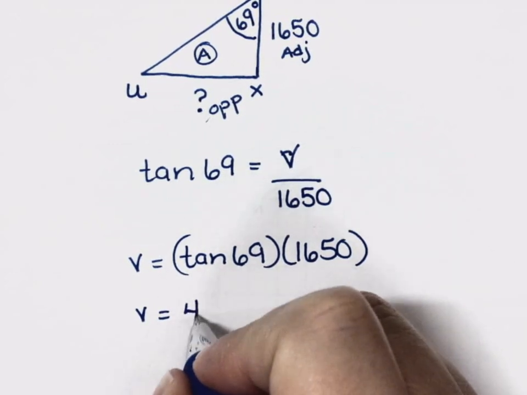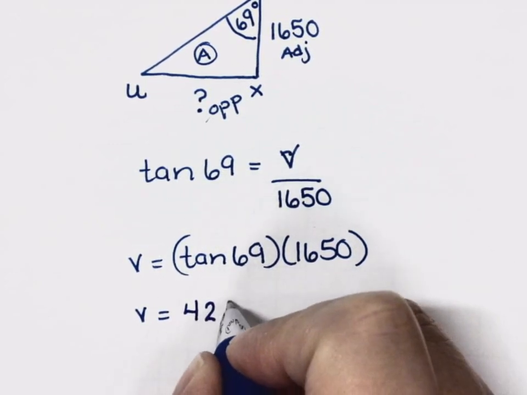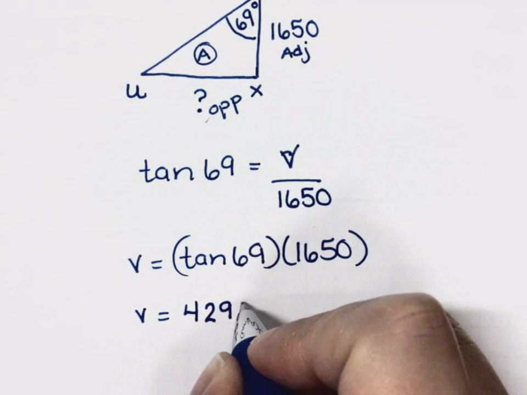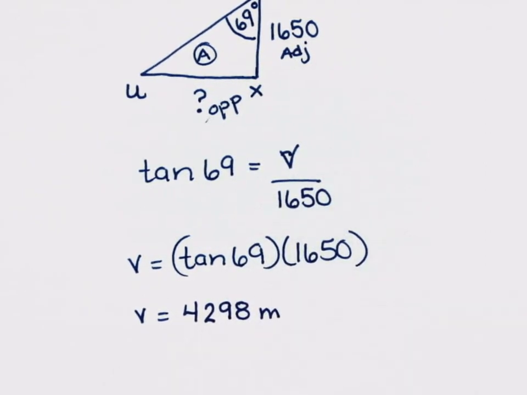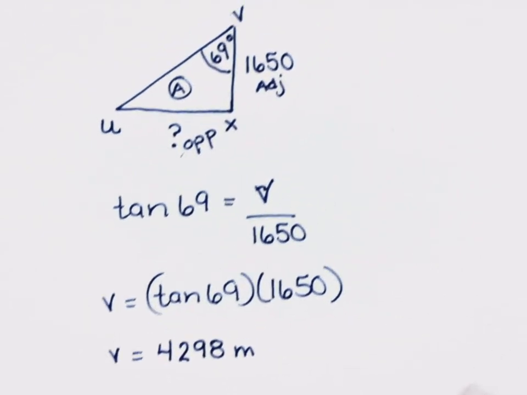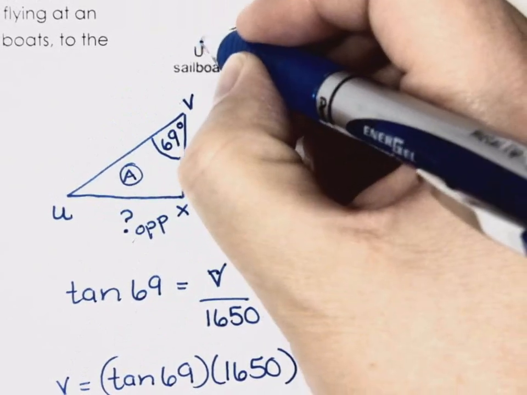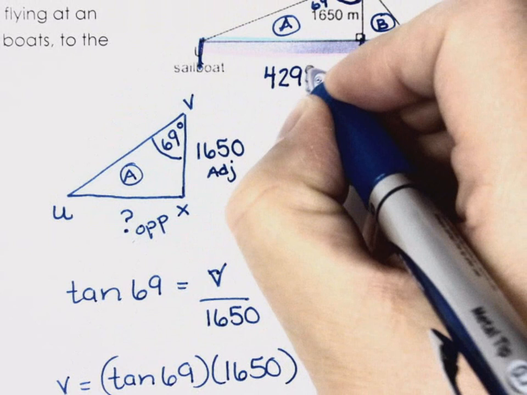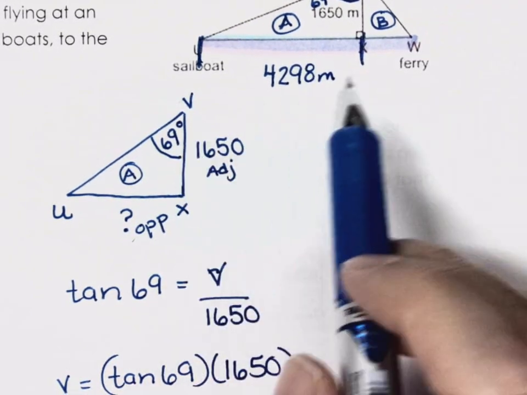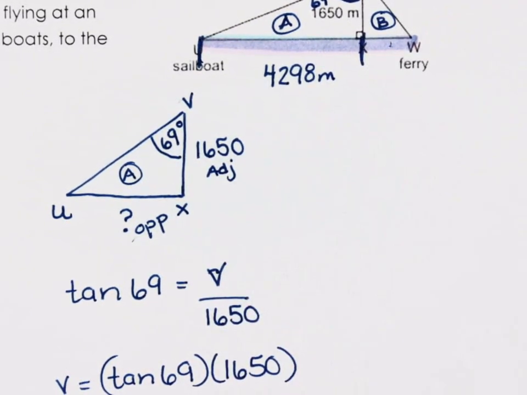So hopefully if you've done this, 4,298 meters, because it says to round to the nearest whole meter in the question. But is that my answer? No, because if I go back up to this diagram, from here to here is 4,298 meters. That's not the total distance. Now I got to work in triangle B.